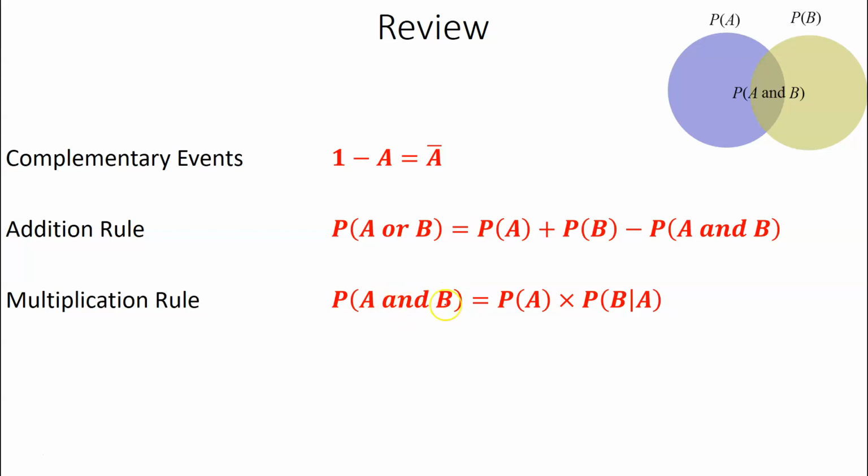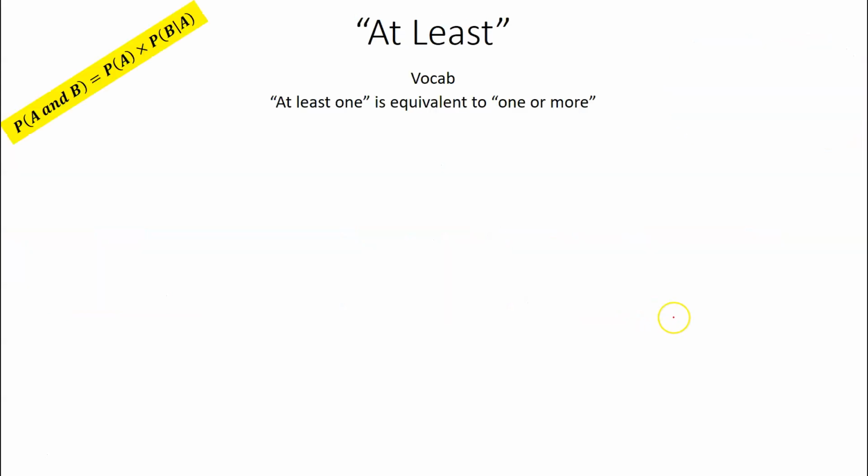so this is the word and, is the probability of A times the probability of B given A has already occurred. Now, this part of it's not going to change, but we are going to add to what we are using for our conditional probability to look at a little bit more complicated versions.